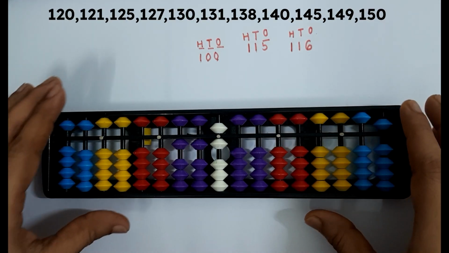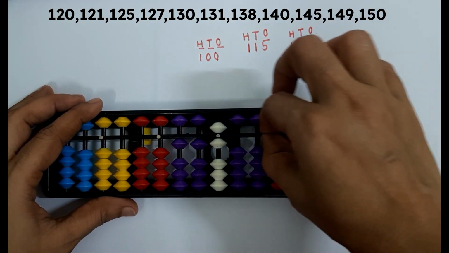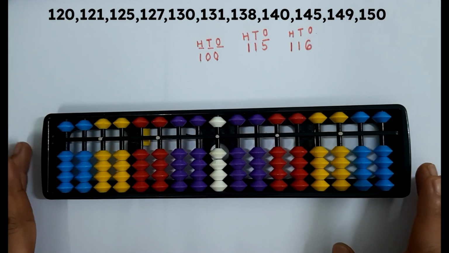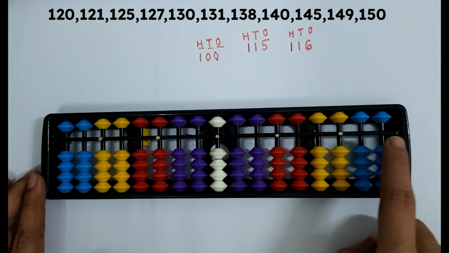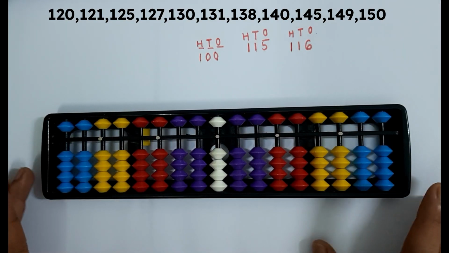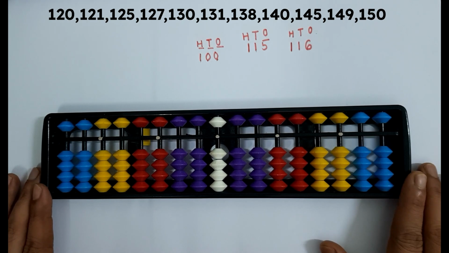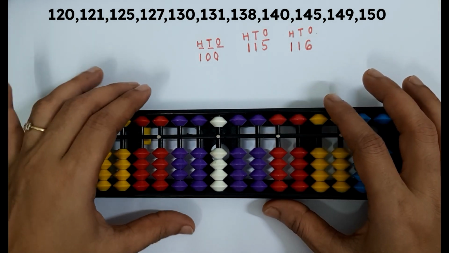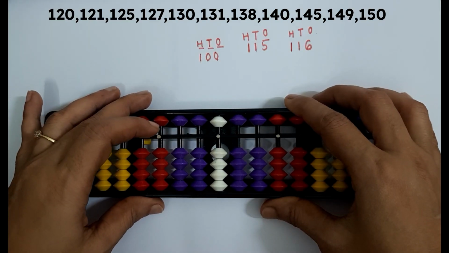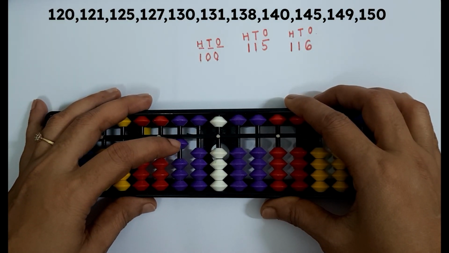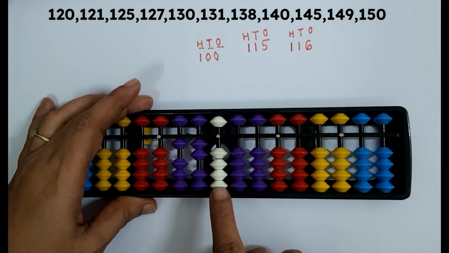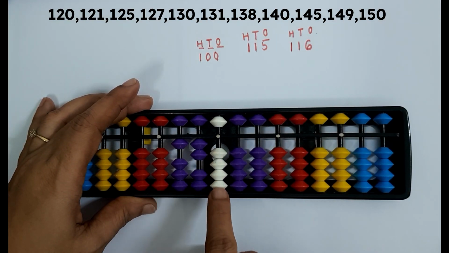So 120. Let me first clear my tool. See, no bead is touching to this value bar. So what is the number in my tool now? It is 0. So how to represent 120? 1 at hundreds rod, 2 at tens rod and 0 at ones rod. No bead is touching to the value bar at ones rod.